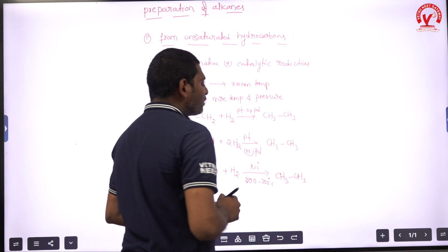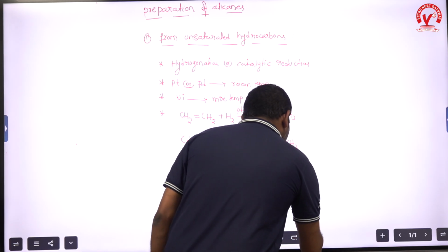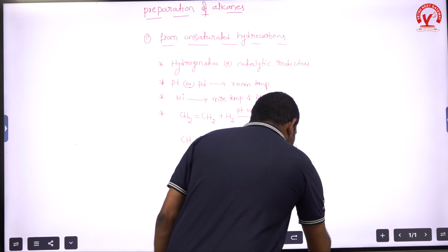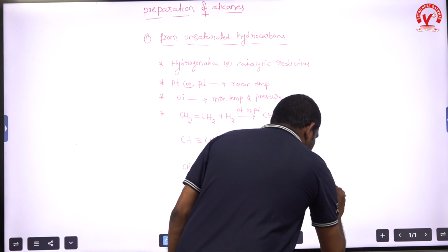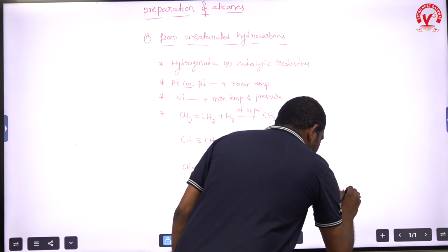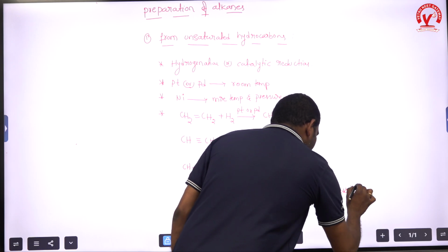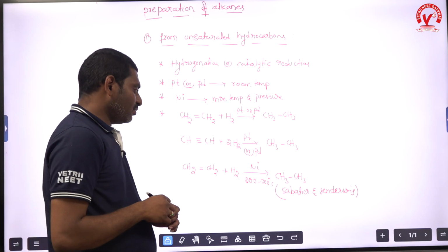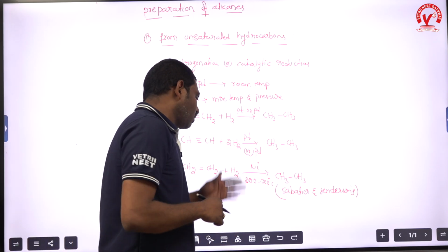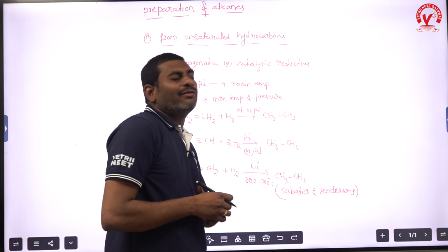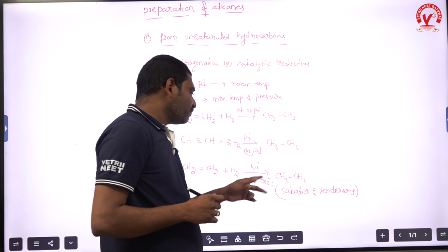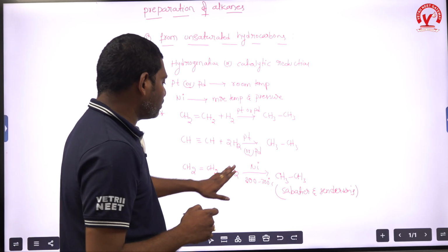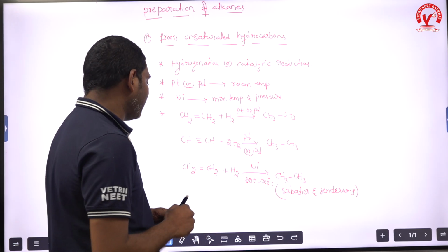This reaction is called the Sabatier and Sanderson's equation. Now a question: sir, I will use nickel, but only at room temperature, how will it react? If you want the reaction in presence of nickel catalyst at room temperature, you can take the Raney nickel.